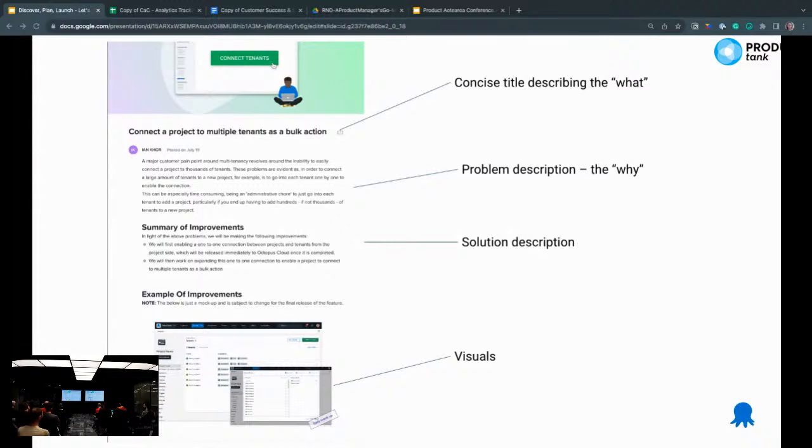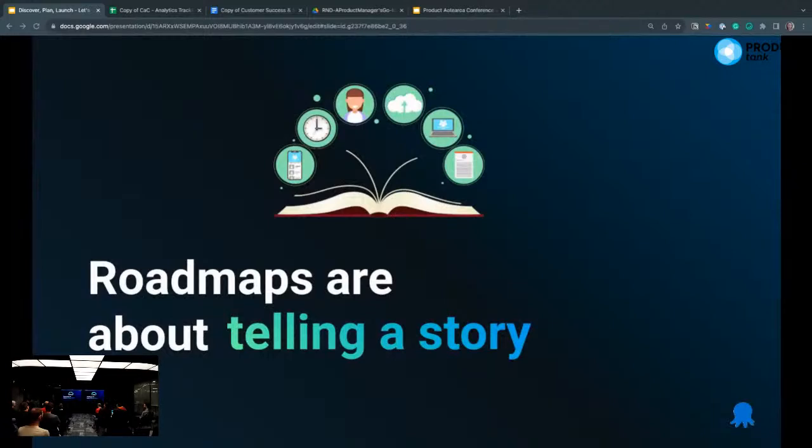A visual really helps. And so there are two main takeaways that I'd like you to walk away with from today. Roadmaps are not about tools, they're about telling a story. And the story is connecting our vision and our strategy to the day-to-day work we do. And the story is about the tough choices that we make every day as product people and where we could go next.